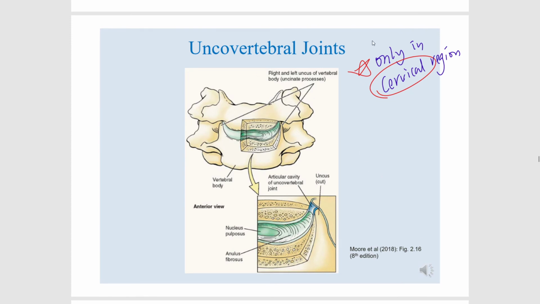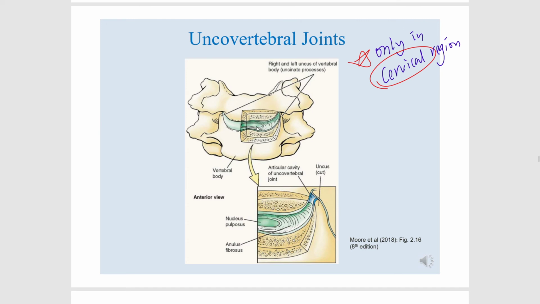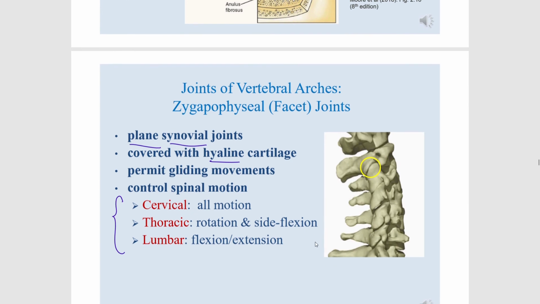Here's a diagram of the uncovertebral joint. As you can see here, I noted with a large star that the uncovertebral joint only exists in the cervical region. These are the nucleus pulposus and annulus fibrosus that I mentioned in the previous slide. So please look carefully at this diagram.